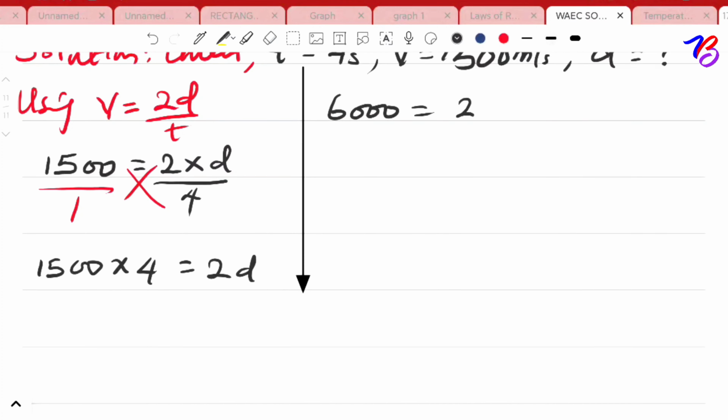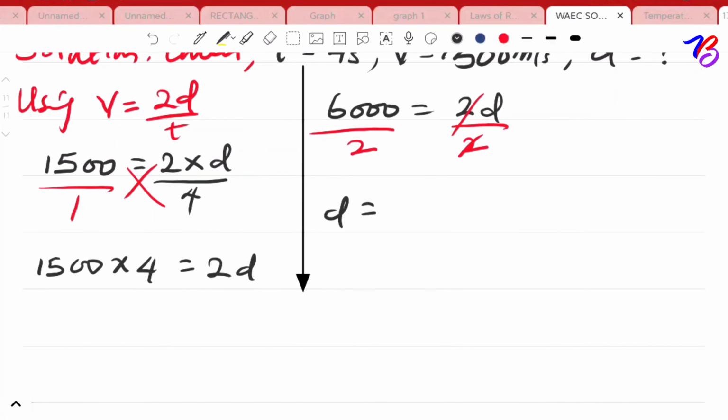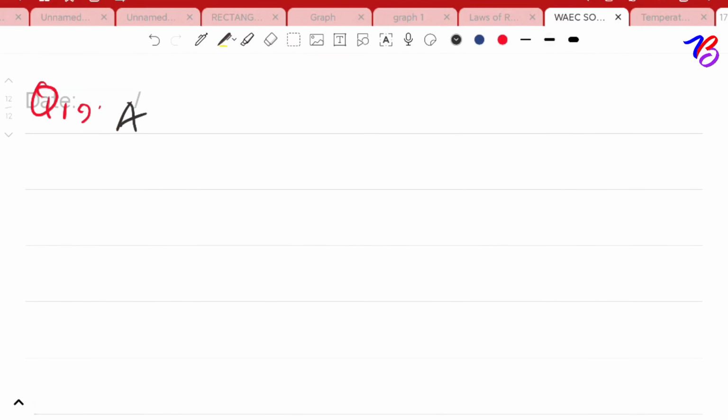So proceeding further, we know that 1500 multiplied by 4 will give us 6000, which is equal to 2D. Dividing through by 2, so that 2 cancels 2, our D is equal to 6000 divided by 2, which is 3000 meters. So this gives us our final answer to this question. Let's proceed with the next question.